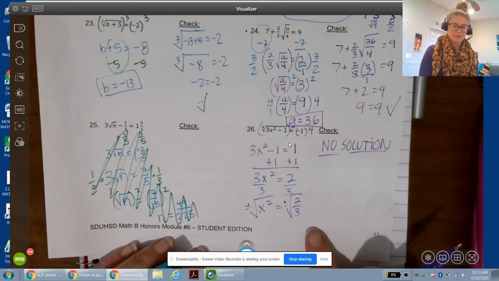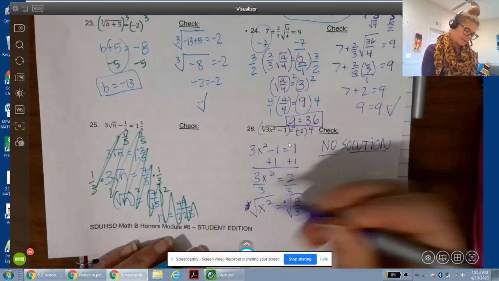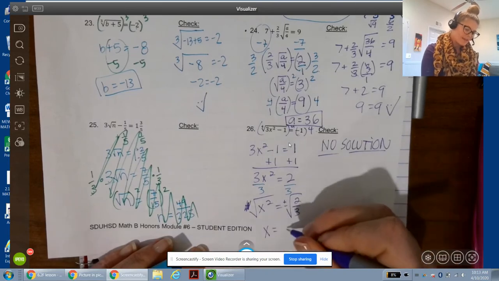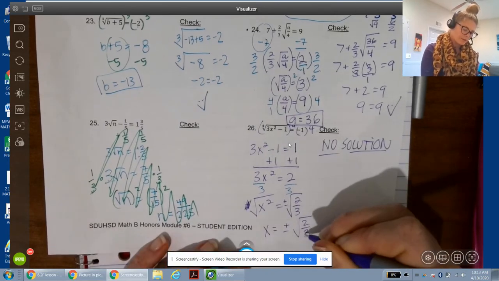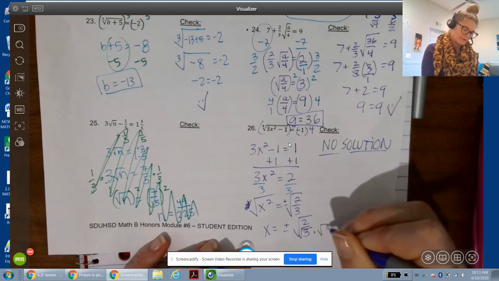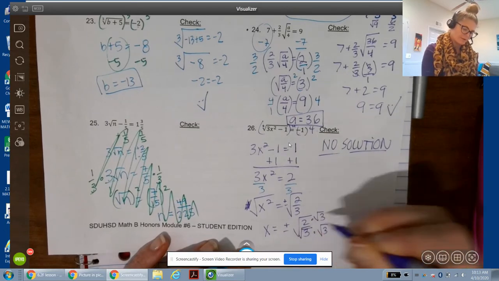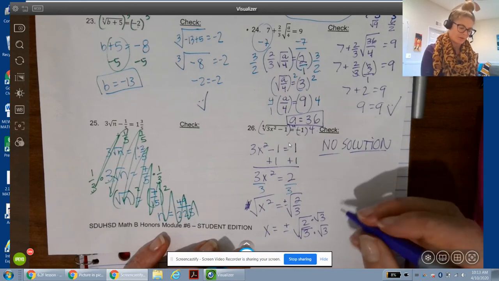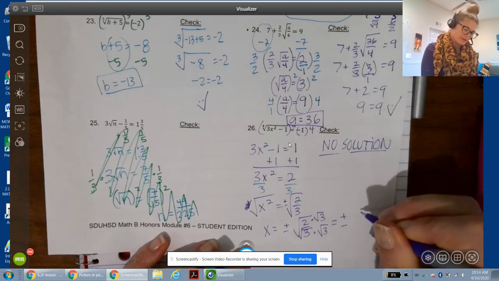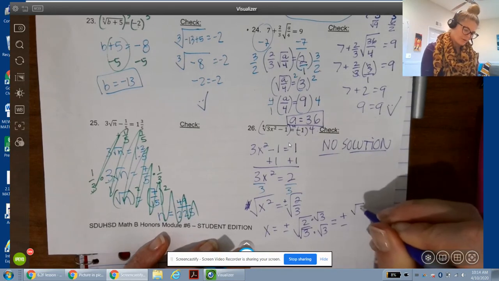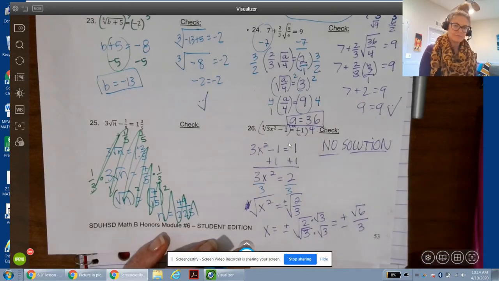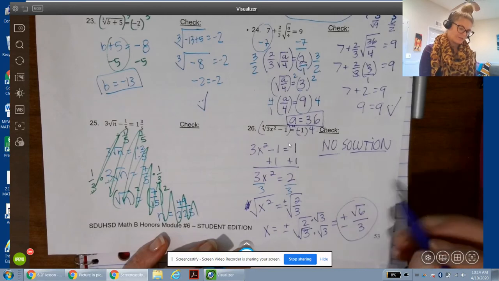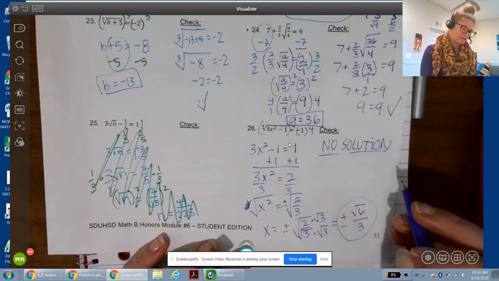From here, you know it's a plus or minus. Oops, you don't need it on this side. And then you'd have to rationalize your denominator. So you would have to multiply by square root 3, top and bottom, not both sides, numerator and denominator. That would be plus or minus square root of 6 over square root of 9, which is 3. And then you'd have to check this.